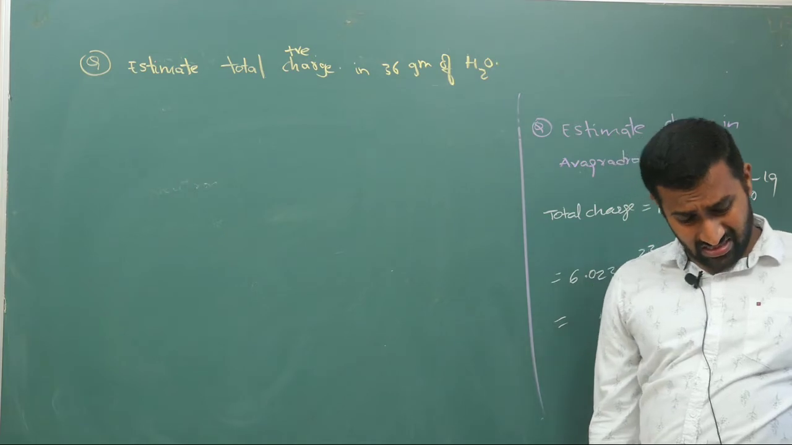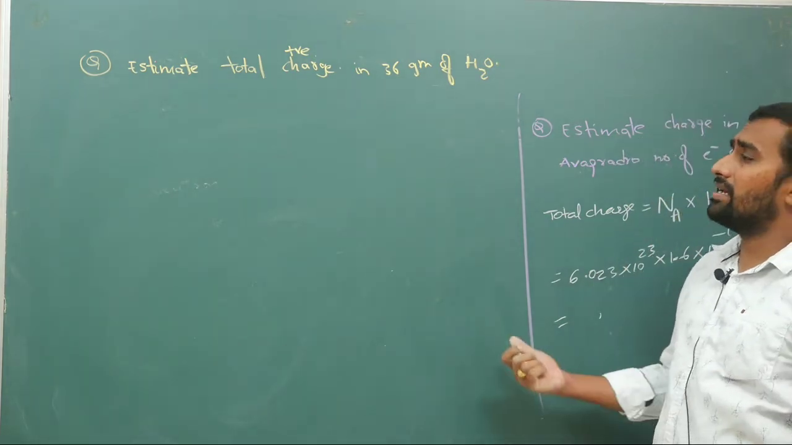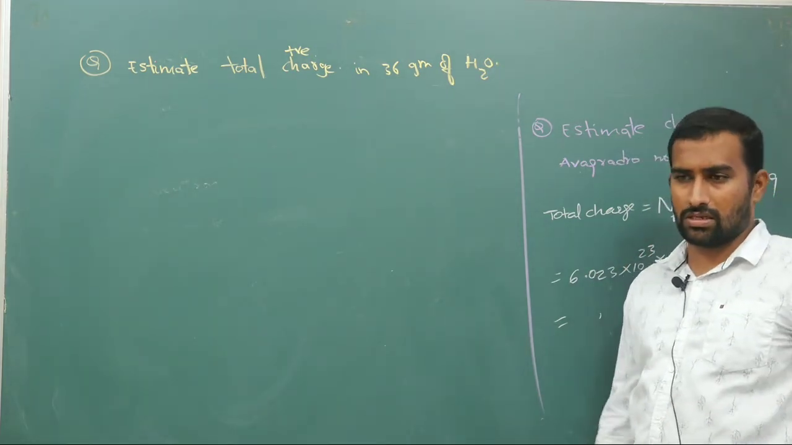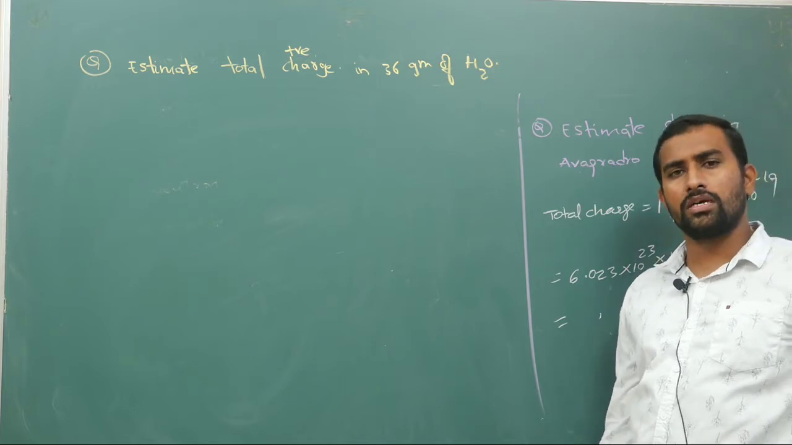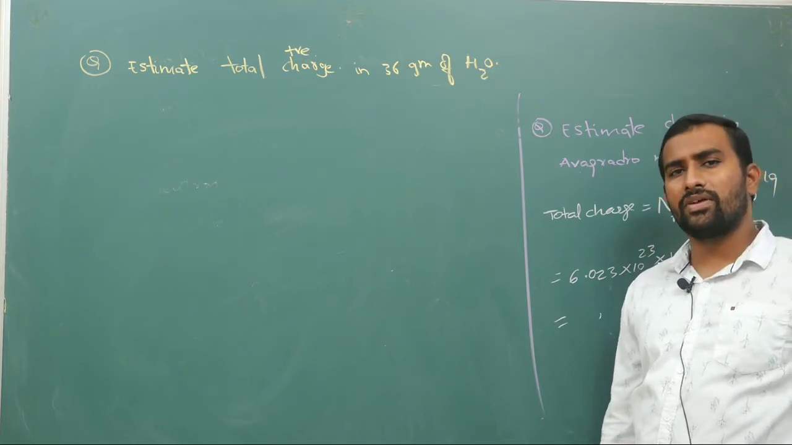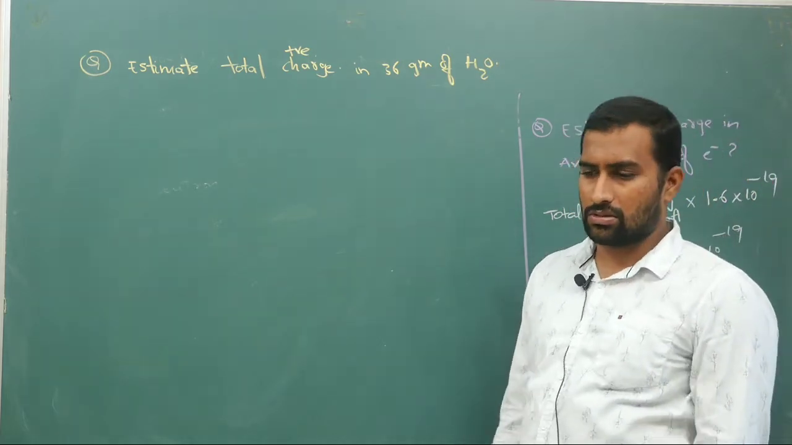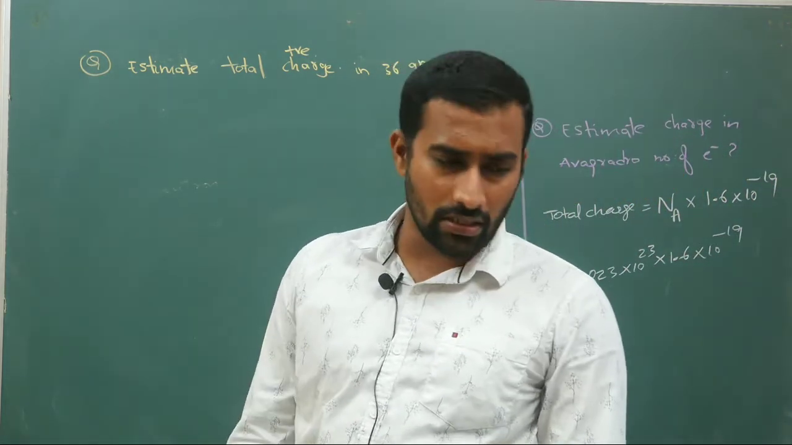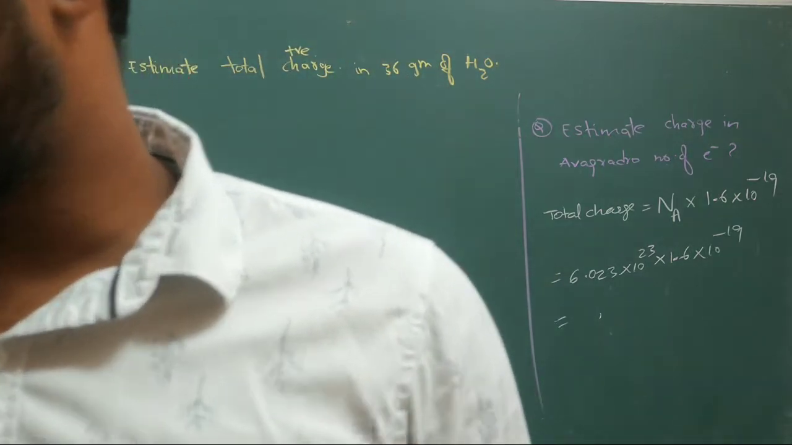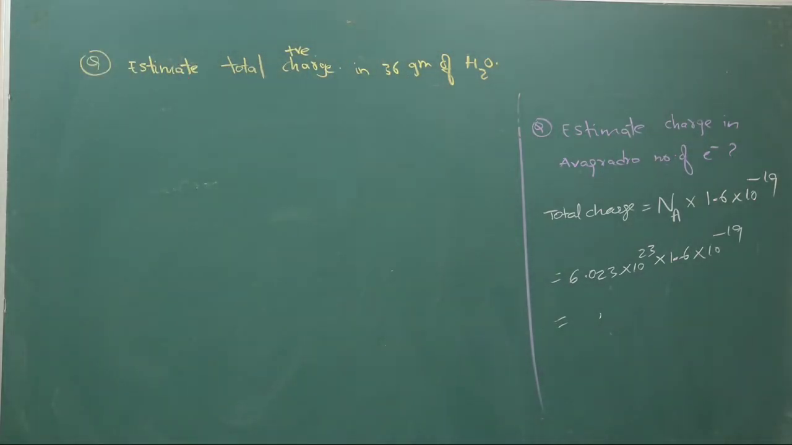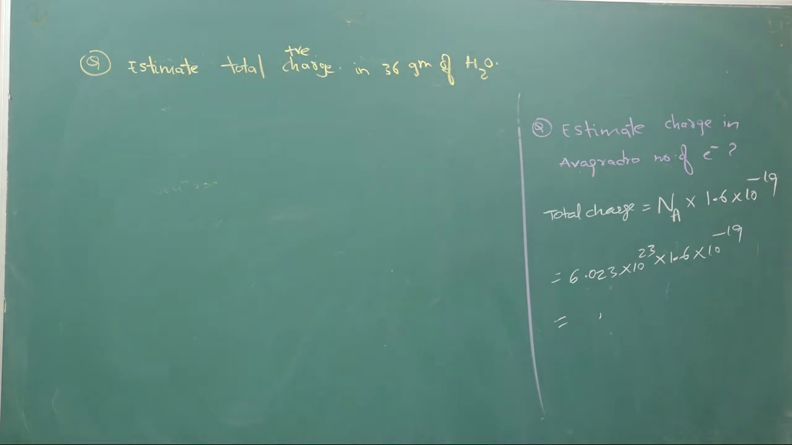Okay, so if charge is asked, answer is directly 0. There is nothing to do because every water molecule H2O is neutral. Oxygen consists of 8 electrons and 8 protons. Each hydrogen will have 1 electron and 1 proton. So answer is directly 0. Okay, that is not the case here. You are supposed to calculate in 36 grams of water how much is the total positive charge.